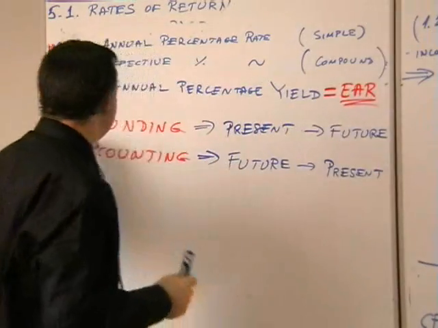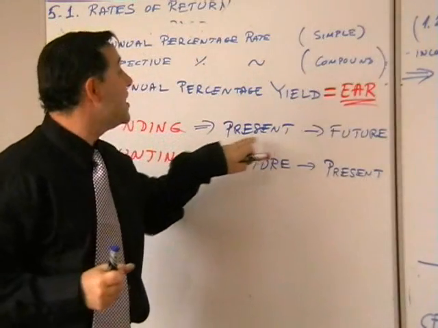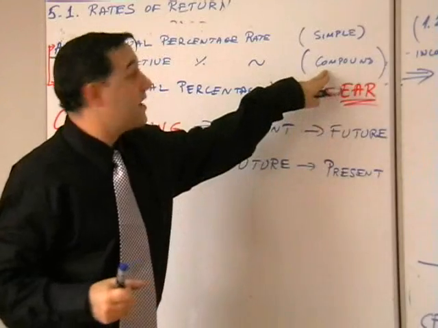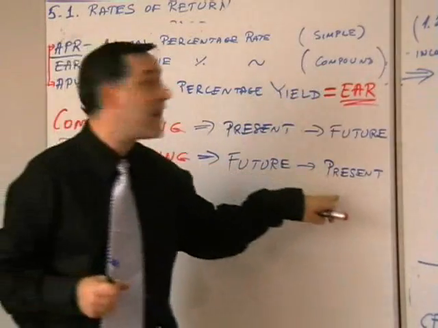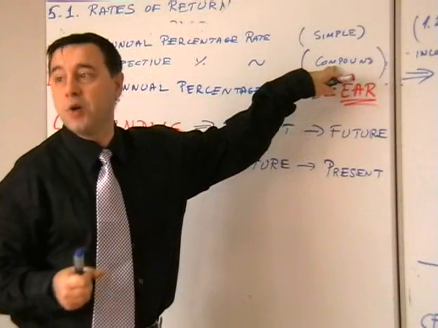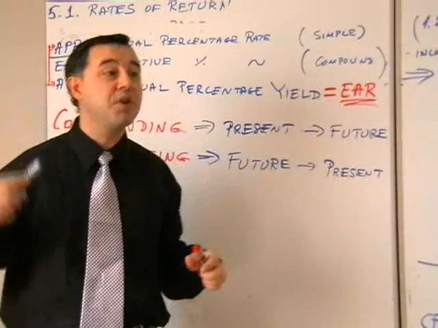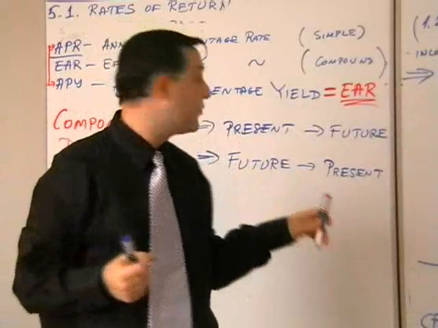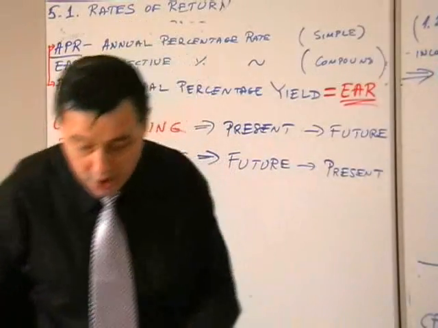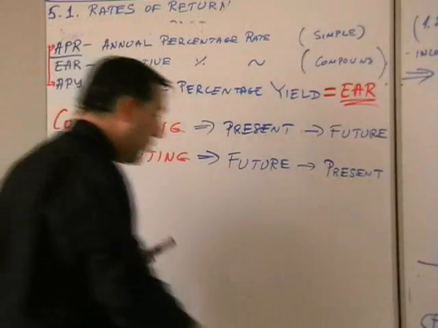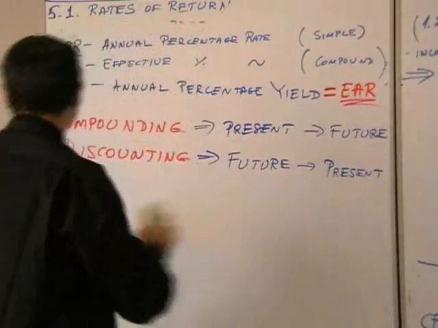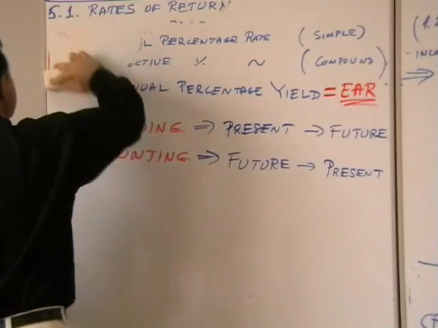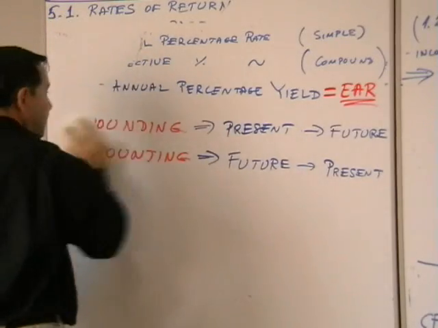Again, compounding can be simple and compound, while discounting is almost always compound. In other words, for each period, we account separately for the interest. Alright, so that's fairly straightforward. Let's move on, and we're done with section 1. Let's move on to section 2.